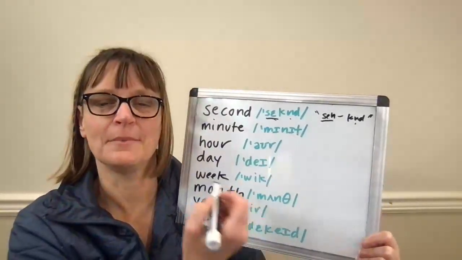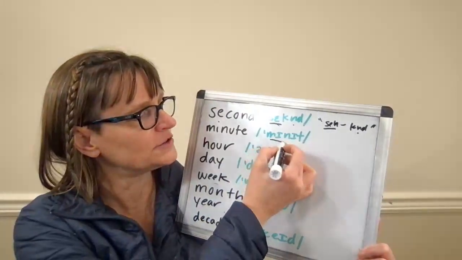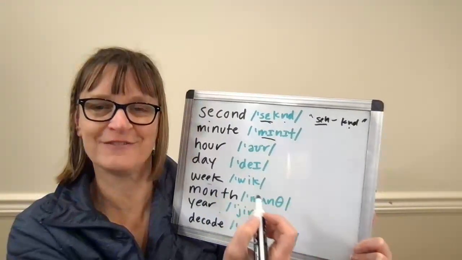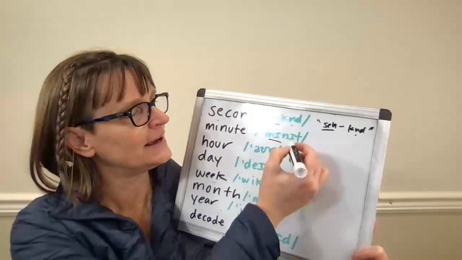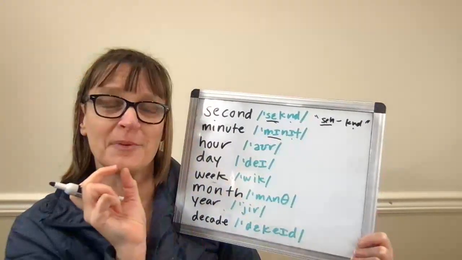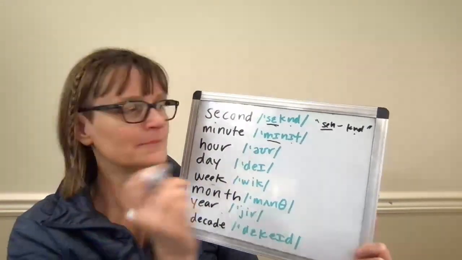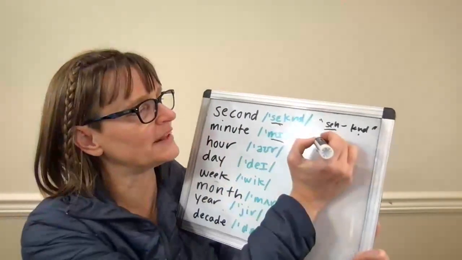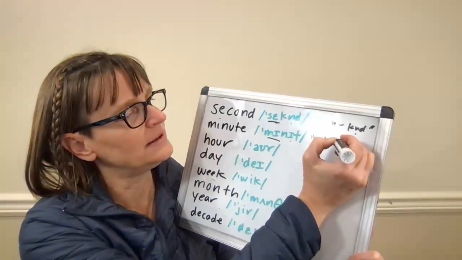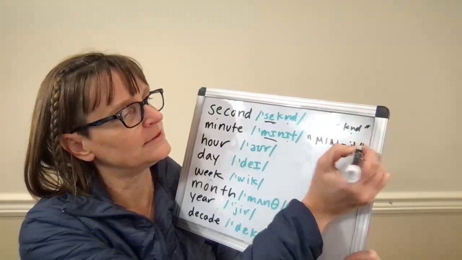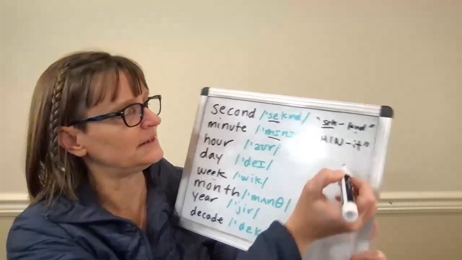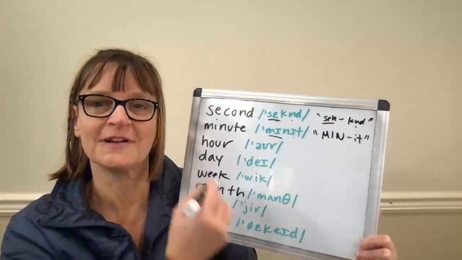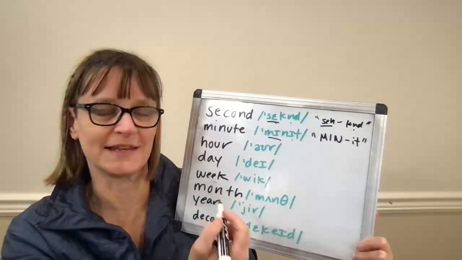Then when we get to minute, we also have a long stressed first syllable with the I vowel, like it and did. Same vowel in the second syllable, but much shorter, minute, minute. So it is like the word it at the end, even though it's spelled here with letter U. That sounds like min it. So second, minute. Hour, even though we have the letter H, we don't make any sound for the H.